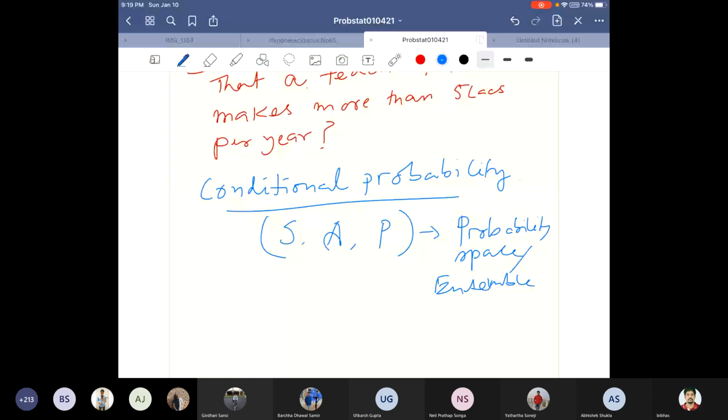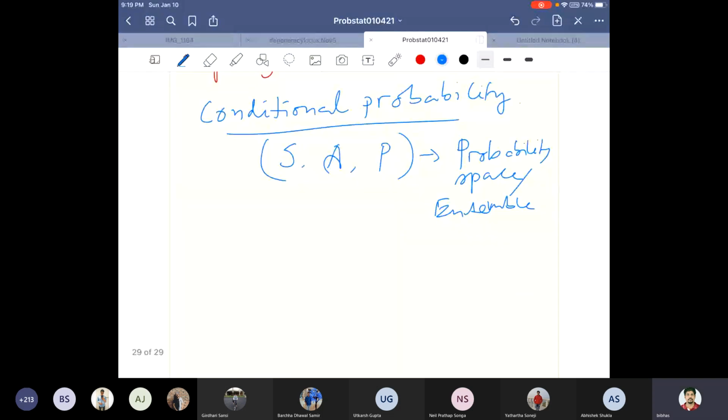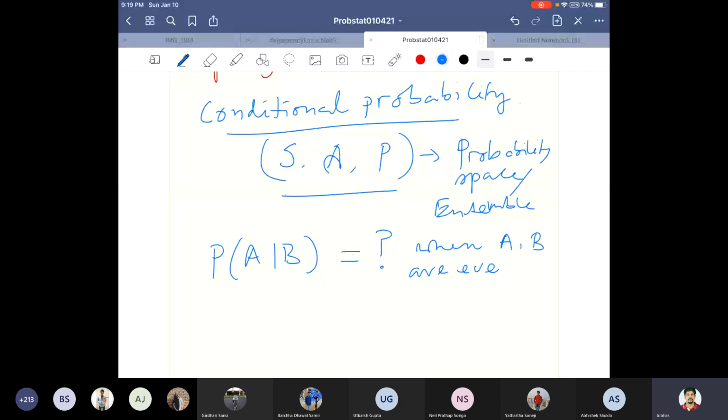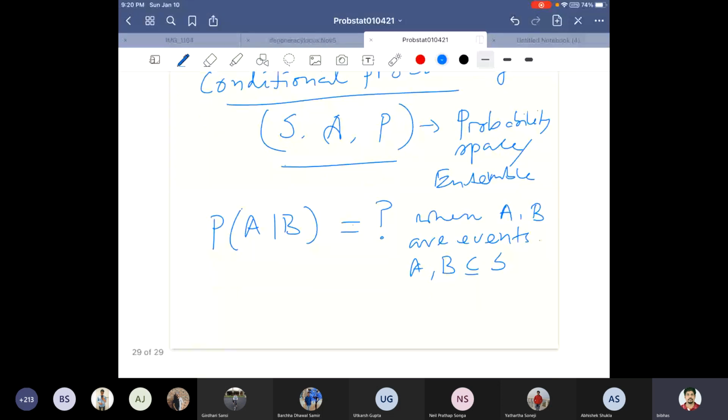Now I already defined conditional probability. Basically, what I'm talking about is the probability of A given B. How do I calculate this? Here A and B are events corresponding to this experiment, to this probability space. That is, A and B are subsets of S. How do I calculate that?